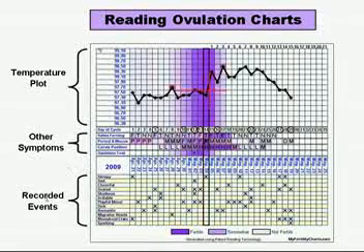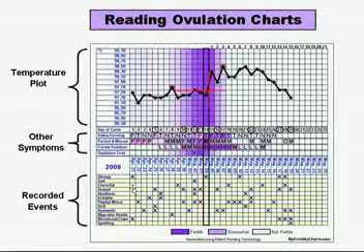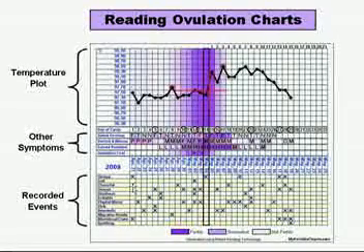And then down below you'll find recorded events. Depending on your chart display options, the recorded events may or may not be shown. These will highlight each individual event which you've recorded during the active cycle.